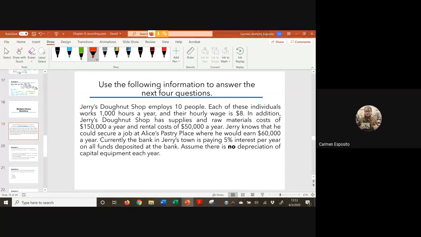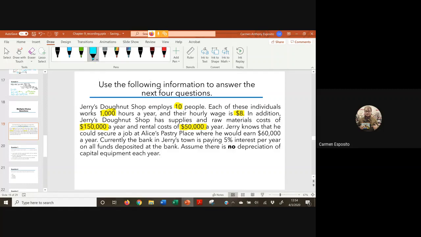Let's just highlight some stuff here. And so we know employees make 8,000. I'm sorry. There's 10 employees working 1,000 hours a year at $8 an hour. And so that's going to be part of our cost for labor. This is our cost of raw materials and supplies. And this is our cost for rent. And so altogether we have our explicit cost.